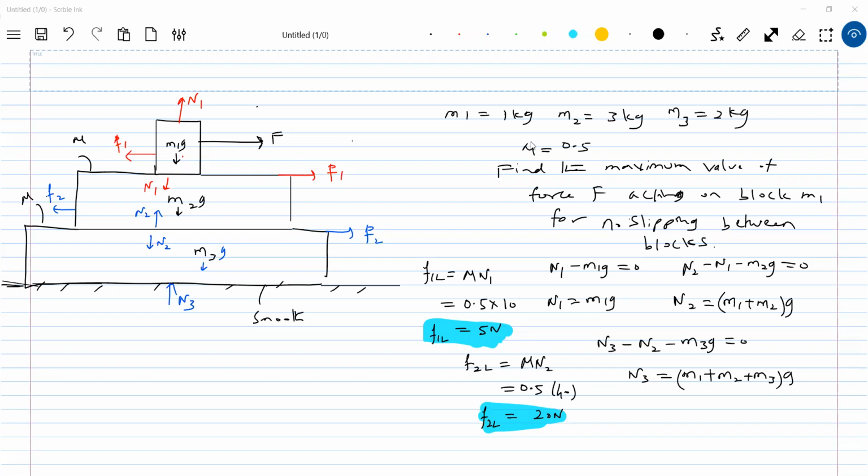So therefore, first, what will happen? I'll do one thing: total force acting on the system. Let me directly go for the acceleration of the system. So what are the equations we can write? F minus.